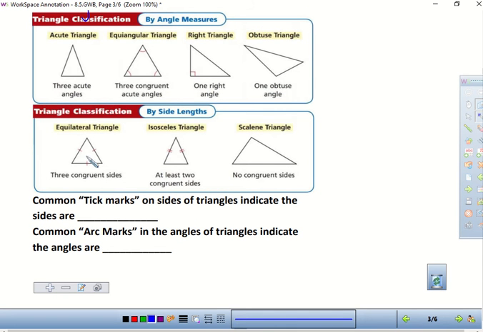Common tick marks, see these marks on the side of triangles, indicate that the sides are congruent.